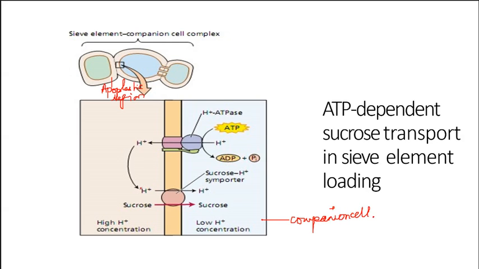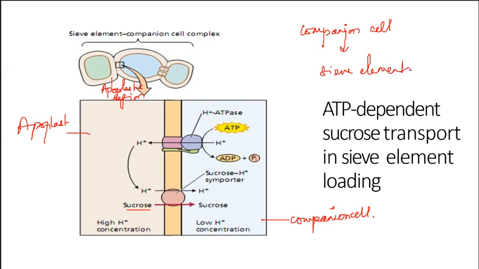Okay, so at first the proton enters inside the apoplast. Okay, this is apoplastic region. And where the sucrose is high in the apoplast because they can enter the apoplast. So once sucrose is high in the apoplast, the protons come in and the protons are then co-transported with the sucrose inside the companion cell, where from the companion cell they will be transported via the plasmodesmata to the sieve tube element. Okay, via plasmodesmata.